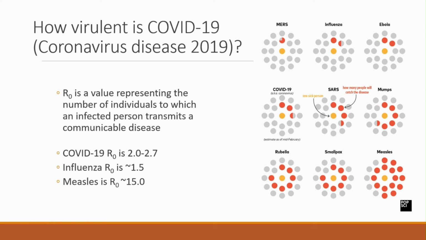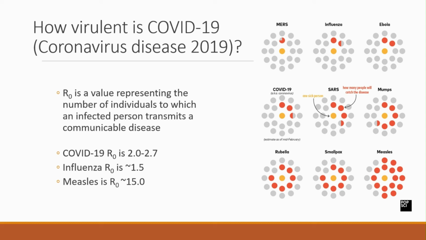Now, the virulence, or how effective a disease is at spreading, is called its R naught value, R sub zero here. It represents the average number of individuals to which an infected person transmits a communicable disease. The higher average number of individuals, the more virulent the disease is. COVID-19's R naught is 2.0 to 2.7 people. So on average, one person will get 2 to 2.7 other individuals sick.